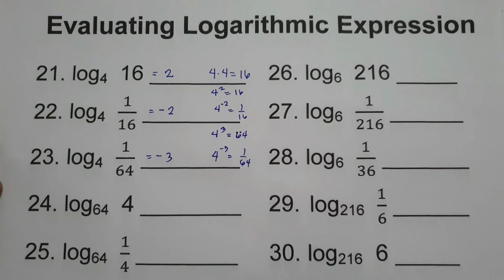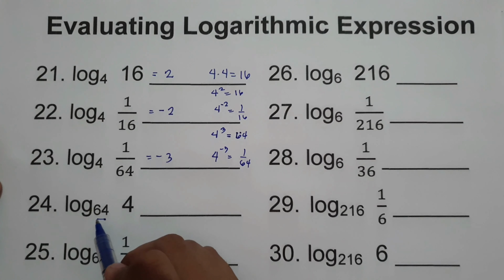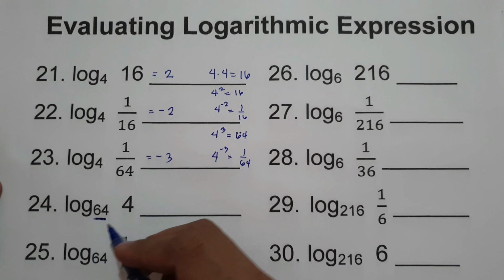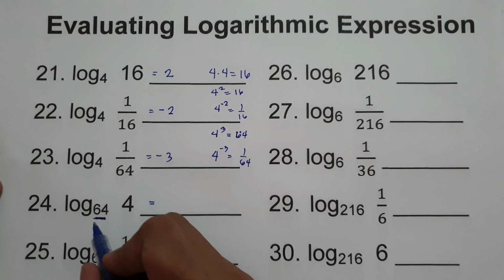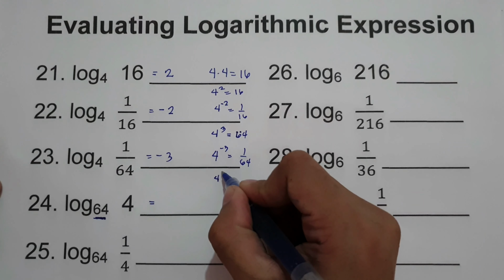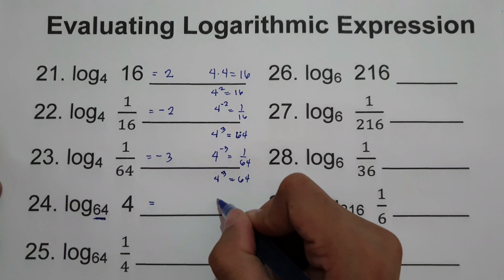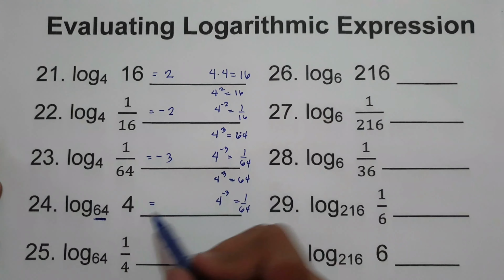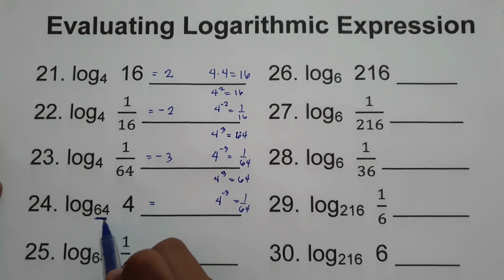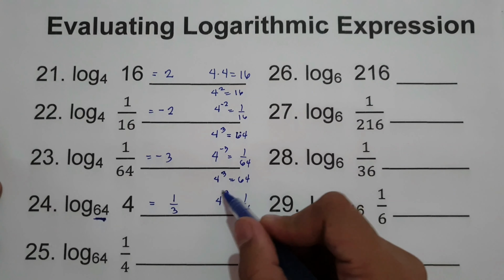What about number 24? Log 4 to the base 64. So as you can see, the base is larger. Whenever we have a base that is larger than the log, the answer should be a fraction. So 4 raised to 3 is 64, and 4 raised to negative 3 is 1 over 64. But as you can see, our case here is 64 as the base. So therefore, our answer is 1/3. We are going to get the reciprocal of this one.